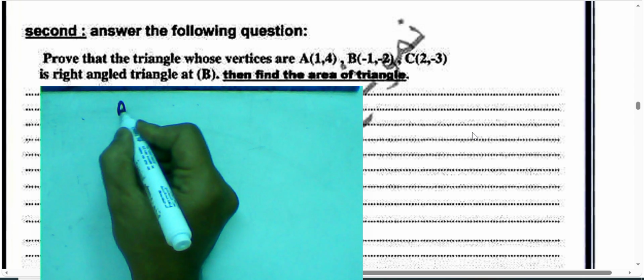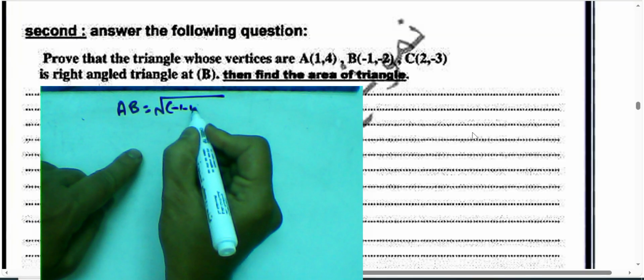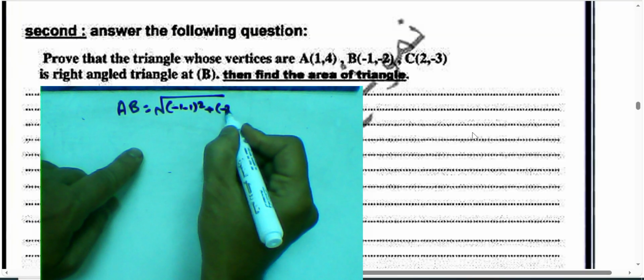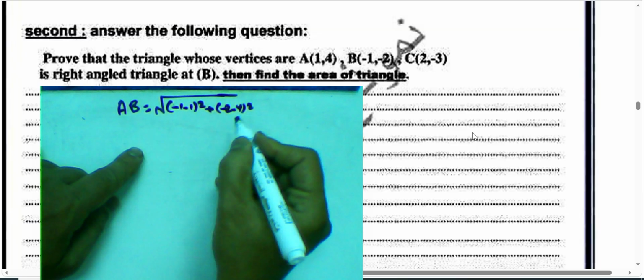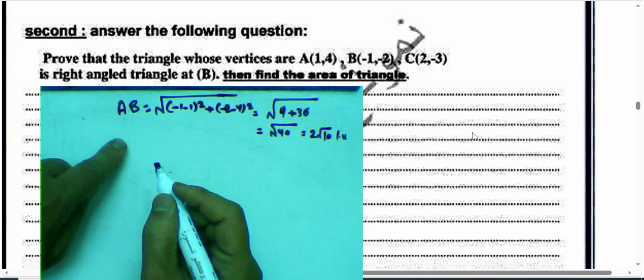In the first step, we can find AB equal to the distance between the 2 points A and B. Look here, -1 minus 1 power 2, and also -2 minus 4 power 2. We have the square root of -2 power 2, which is 4, and -6 power 2 is 36. The result is the square root of 40, which is 2 root 10 length units. This is AB.